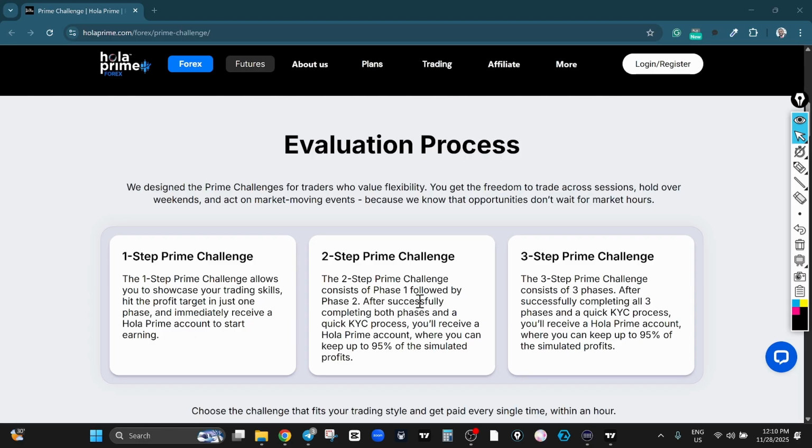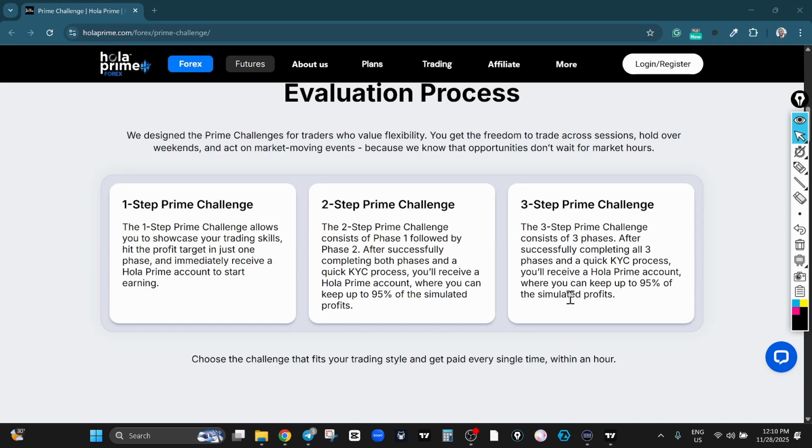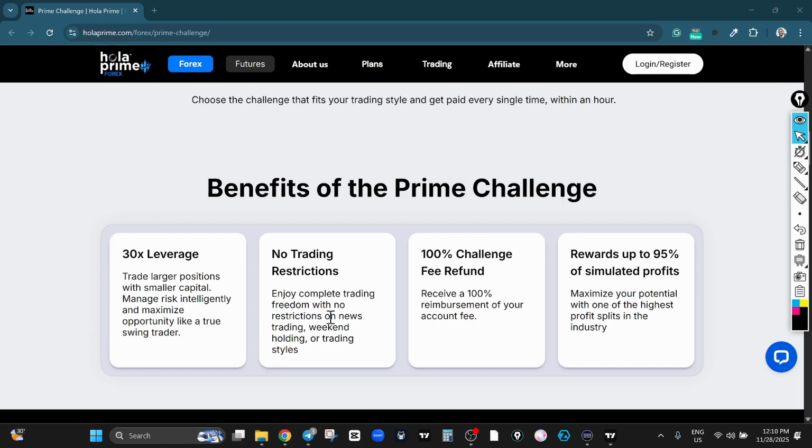So Ola Prime heard the cries of traders and created an avenue for them to have funded capital by creating a 3-step challenge. All you need to do is pass those 3 steps with a little fee, and you might be controlling a $100,000 account. So let's go down.